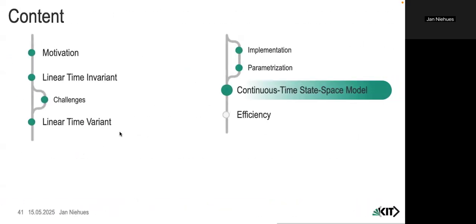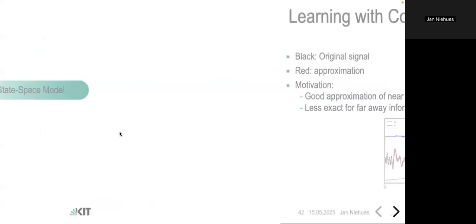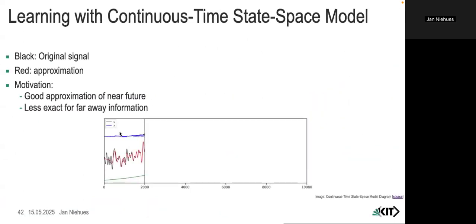So how does it look? Let's look a bit more at what these continuous time state space models are. What we want to do here is learn good matrices, or a good model, that gives a good approximation of our original signal. So we have the black one here. I hope you see it a bit. Here is the black one. And then you have the red one, which is the approximation.